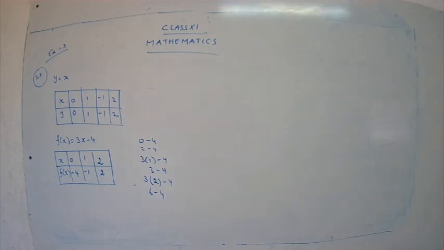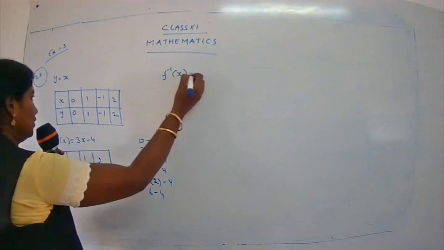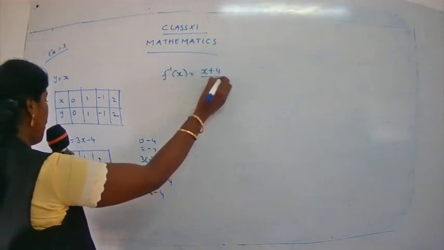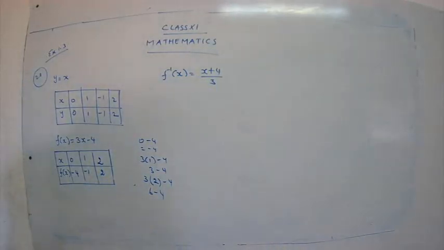Now we have to plot one more graph for f inverse x. So let's complete the table for f inverse x. F inverse x is equal to x plus 4 upon 3. What is f inverse x? X plus 4 upon 3. Okay, let's try to put some value. You have to choose a proper value. We don't want to answer in terms of fraction. So just try to choose a proper value.